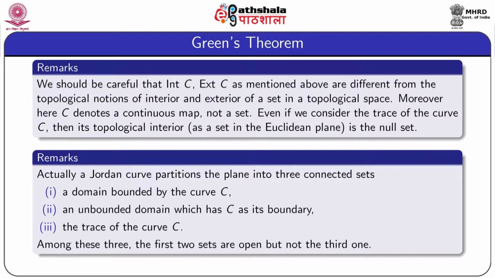Actually, a Jordan curve partitions the plane into three connected sets. First one, a domain bounded by the curve C, that is interior C. Next, an unbounded domain which has C as its boundary, that is exterior C, and thirdly, the trace of the curve C. Among these three, the first two sets are open, but not the third one.